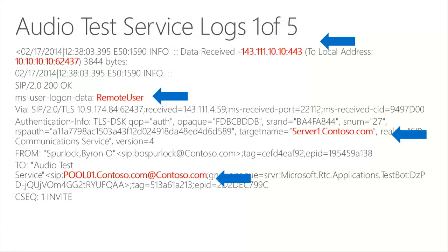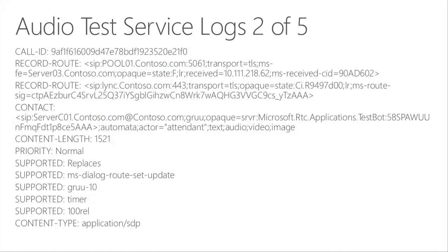One, I can see my IP address. So right then and there, I can see the IP address of my edge server. I'm remote. I can see my IP address. I can see that I'm a remote user. I can see what pool I'm actually talking to. Here's some more information, very similar to any call trace, when I get my candidate list information.